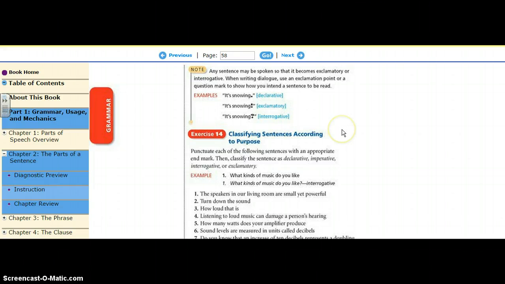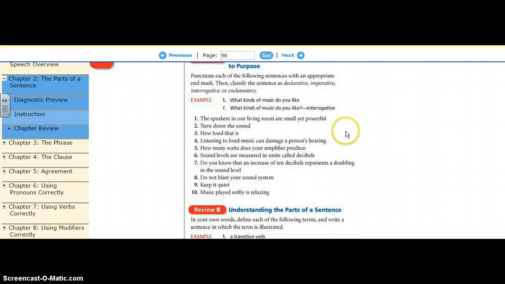In exercise 14, please do the evens. 2, 4, 6, 8, and 10. You may pause to finish this task. And this will conclude our grammar for October.